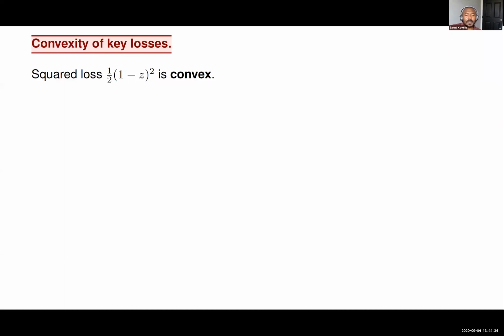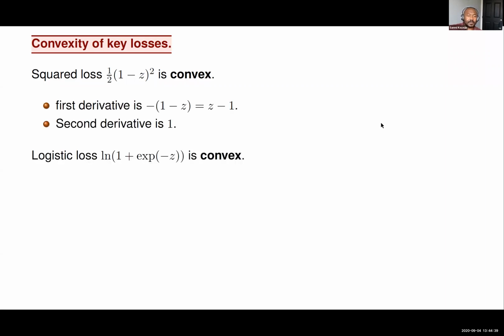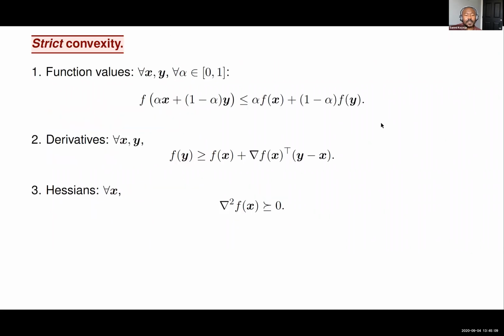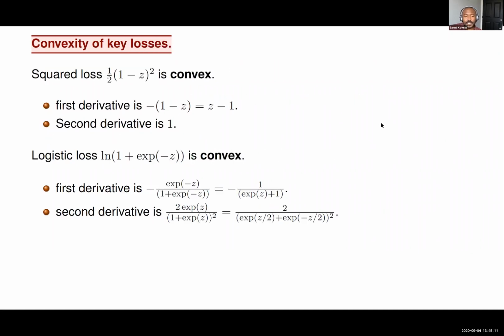We can check some examples. Squared loss is convex. One easy way to show it is to take derivatives. The first derivative is z minus 1, the second derivative is 1. If you use the second derivative test, the second derivative is positive, so it's going to be a convex function. We can also apply the first derivative test that we talked about, or you can use the function value itself. You can show in all these ways that the function is convex. Logistic loss is convex. Again, you can show it with the same set of properties. That's a general set of rules for checking that functions are convex.